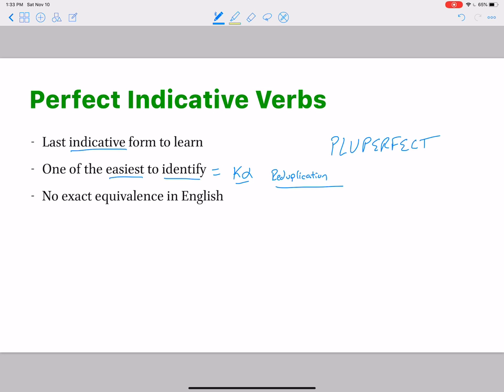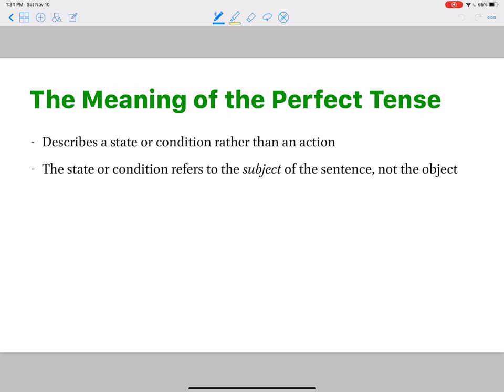Now, one of the things that makes it a little bit more difficult is that there is no exact equivalent in English. And so when we talk about the perfect, sometimes it's a little bit difficult to understand. But we'll walk through that here in a second. So the meaning of the perfect tense: this describes a state or condition rather than the action. We're not specifically talking about the action. We're just talking about the state or condition of the subject of this verb. So we're not talking about the direct object, we're talking about the subject.